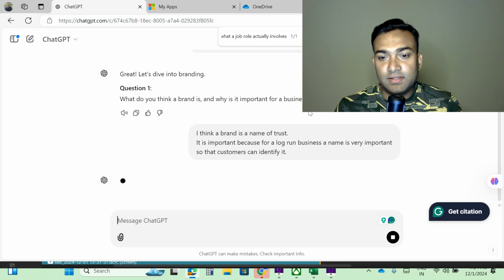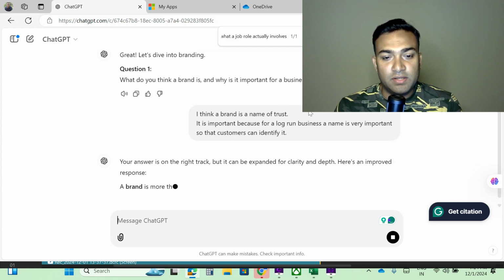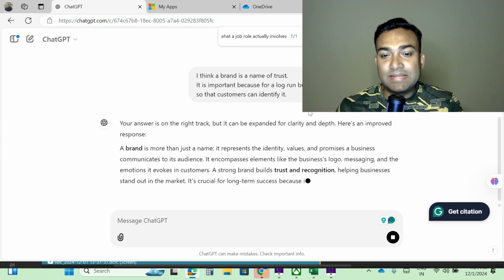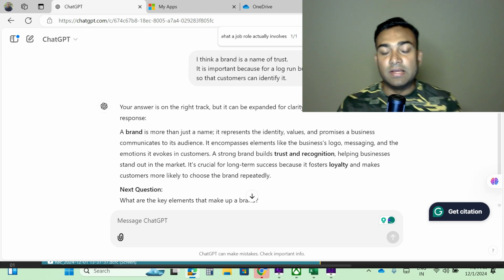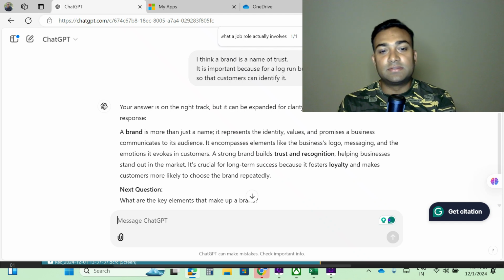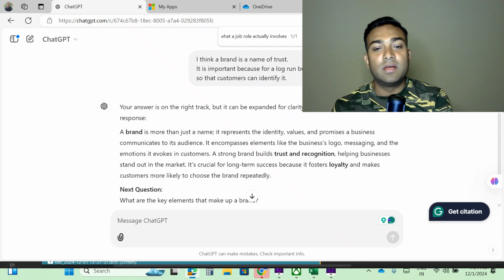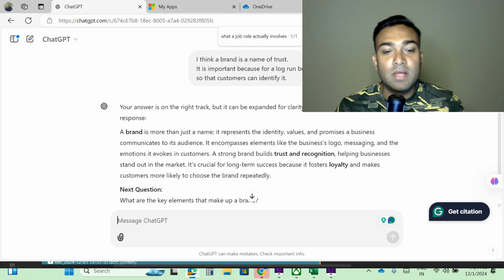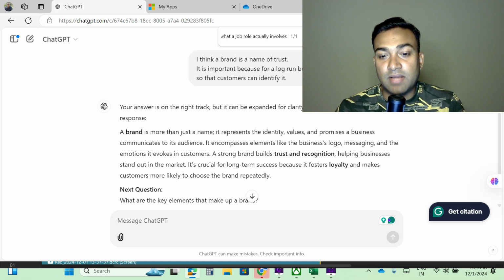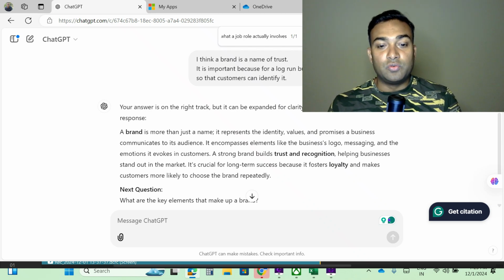Now it's analyzing my answer. Your answer is on the right track, but it can be expanded for clarity and depth. Here is an improved response. See, in the first line it is telling that my answer is on the right track, but it can be expanded for clarity and depth. So what is a brand? A brand is more than just a name. It represents the identity, values, and promises a business communicates to its audience.